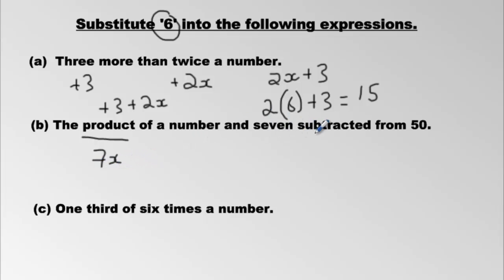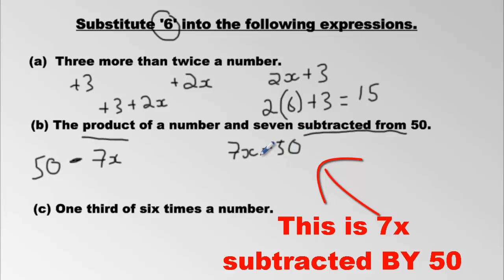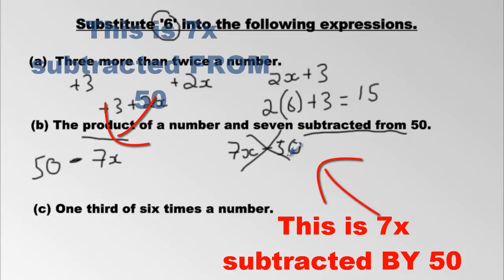And 7x subtracted from 50. That's tricky wording. Subtracted from 50. The 50 comes first? Yes. So we're going to put 50 minus 7x. If you write 7x minus 50, that would be incorrect. Because here we have 50 subtracted from 7x. Here we have 7x subtracted from 50.